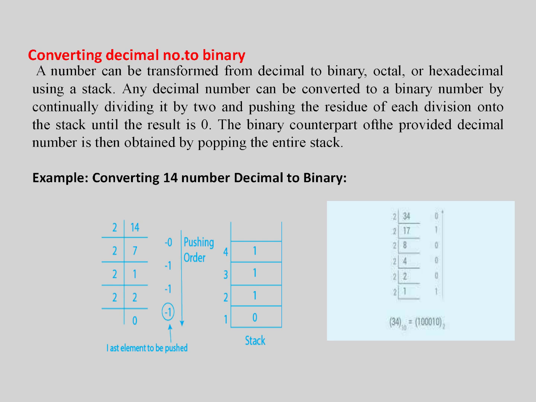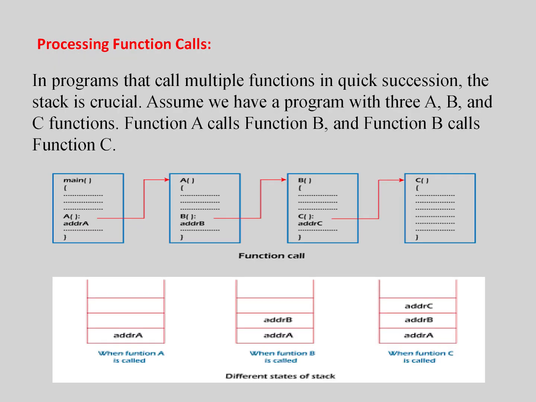Second application of stacks is converting decimal numbers to binary numbers. A number can be transformed from decimal to binary, octal, or hexadecimal using a stack. Any decimal number can be converted to a binary number by continually dividing it by 2 and pushing the remainder of each division onto the stack until the result is 0. The binary counterpart of the provided decimal number is obtained by popping the entire stack.